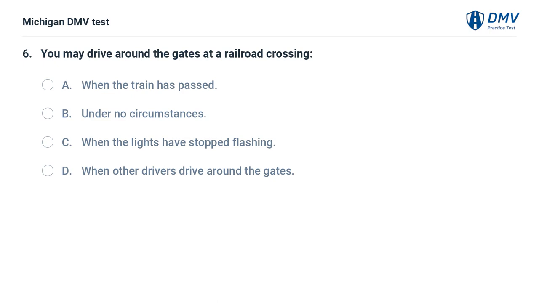You may drive around the gates at a railroad crossing: A. When the train has passed. B. Under no circumstances. C. When the lights have stopped flashing. D. When other drivers drive around the gates.